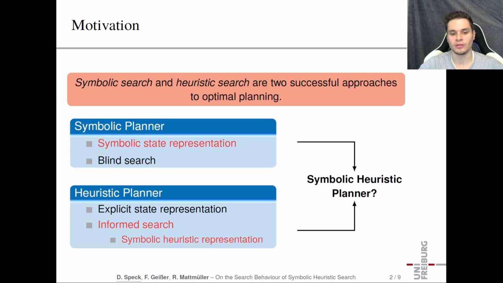So take the best of those two planners, use a symbolic state representation, and also use symbolic heuristics to guide our search, and then come up with a really strong planner, a symbolic heuristic planner.